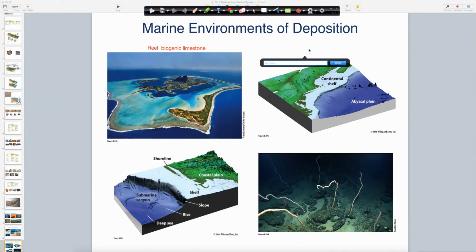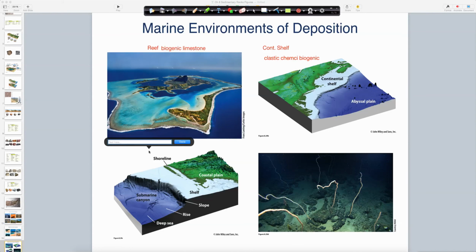Next is the continental shelf. Continental shelf has a wide variety of sediments. We talked about this in chapter 21, the origin of the sediments, but you can have clastic, chemical, or biogenic sediments accumulating on the continental shelf.